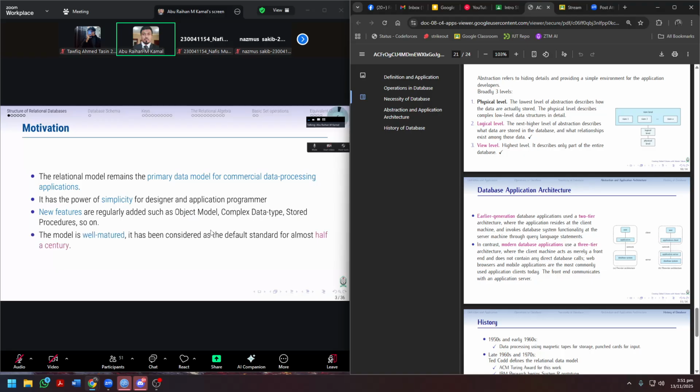The model is well matured. I told you before that it has experience of more than half a century. So the performance and security issues are well tackled. Concurrency.